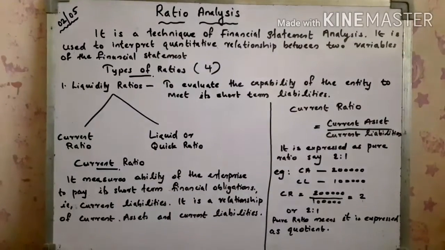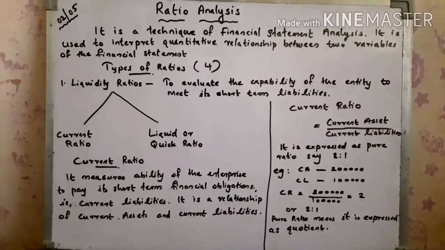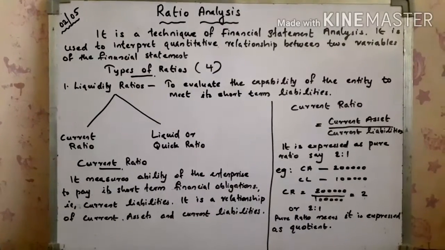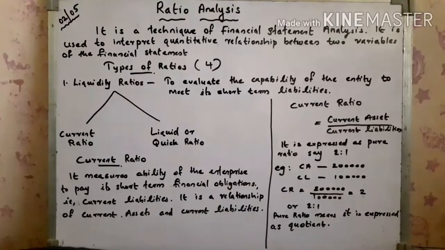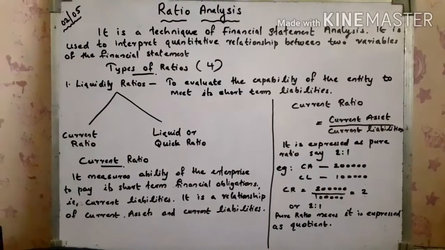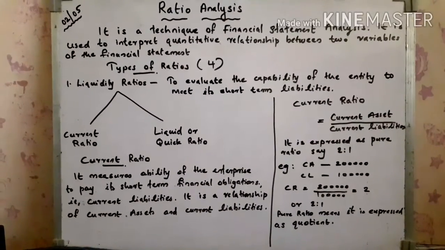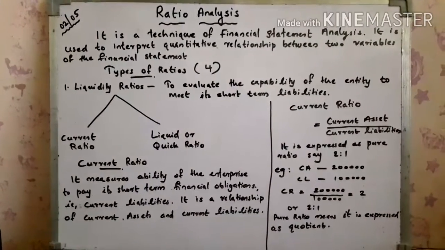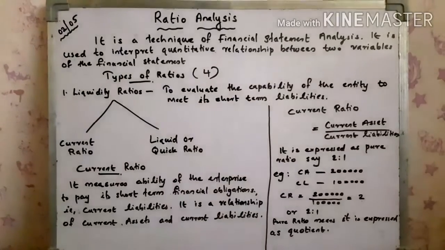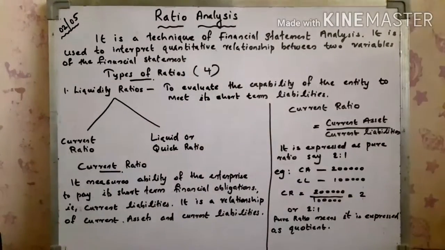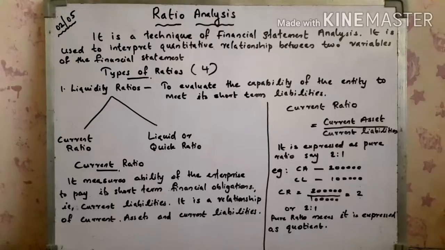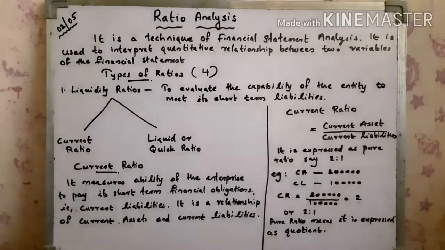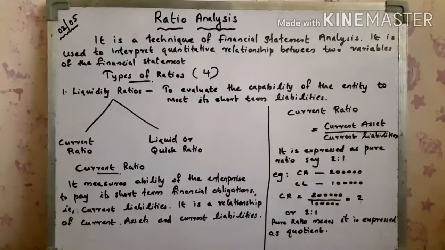First of all, we must understand what ratio analysis is. It is a technique of financial statement analysis and is used to interpret the quantitative relationship between two variables of the financial statement. Just like common size and comparative statements, which are also tools of financial statement analysis, ratio analysis is also used for measuring the relationship between two variables of the financial statement, that is, the balance sheet or the profit and loss account.